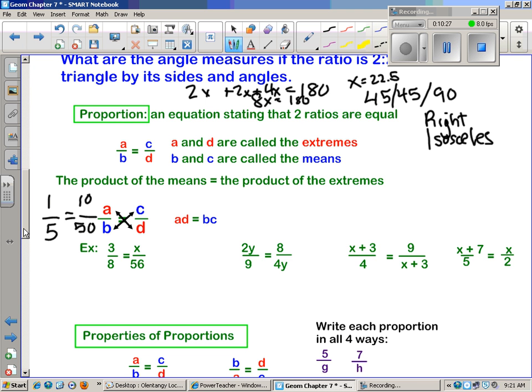Well, if I told you the 1 to 5, like 1 sundae to 5 ice cream cones, and I told you the 50 ice cream cones, then you could work backwards and figure out the 10. Or if I told you the 10, you could work backwards and figure out the 50.